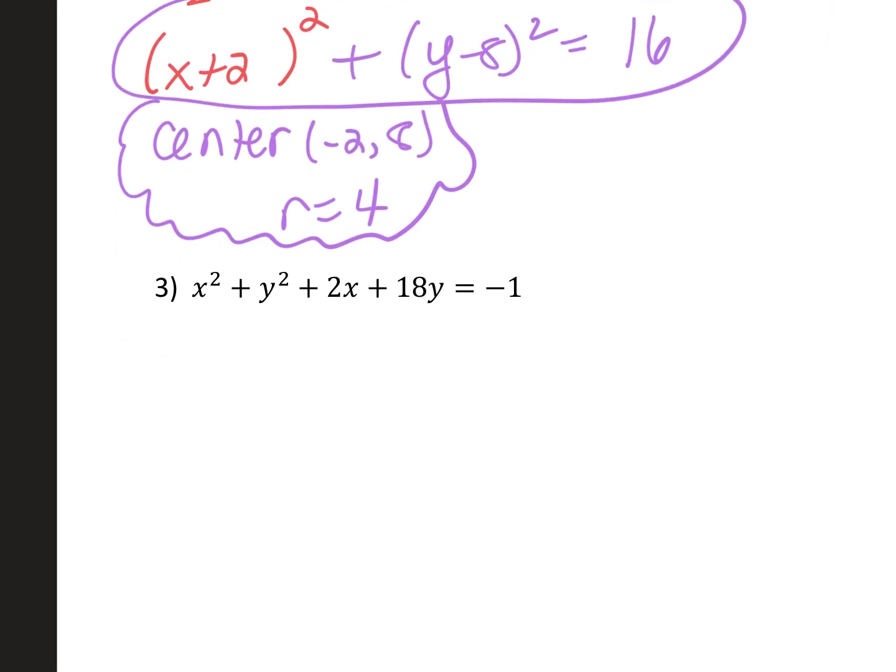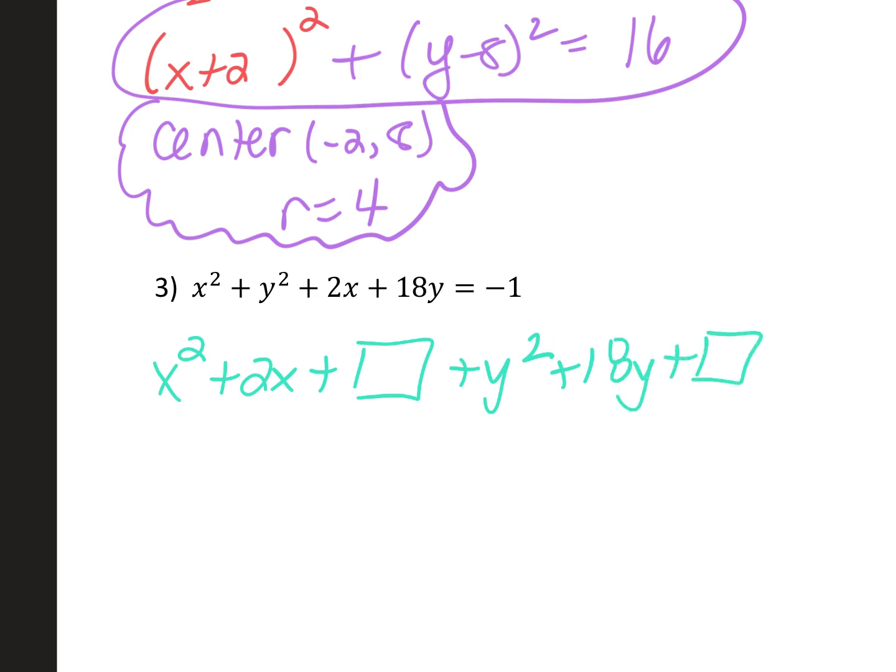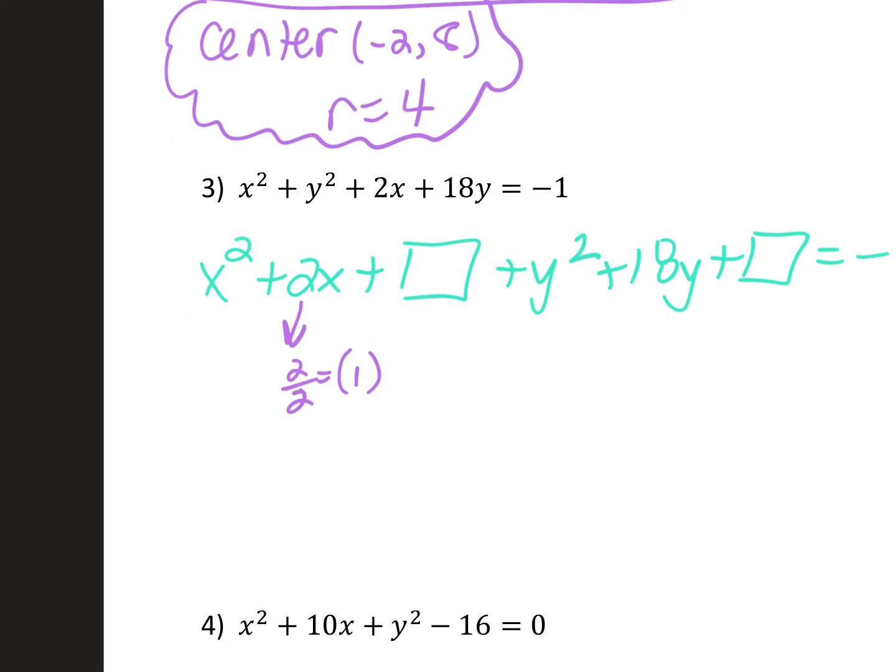See, I told you this was easy, right? Get your x's together. So x squared plus 2x plus my square. And then I have plus y squared plus 18y plus my square. And that negative 1's already moved over for us, so we just keep it there. So take your b term. 2 divided by 2 equals what? 1. So my parenthesis is x plus 1 squared.